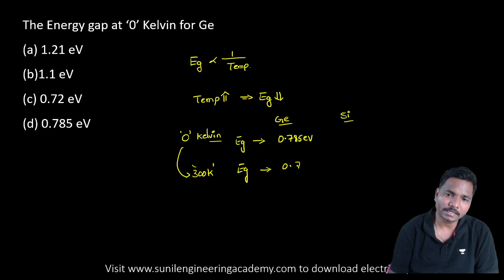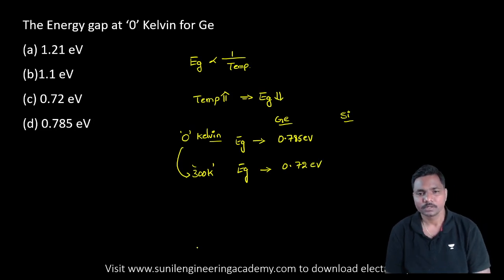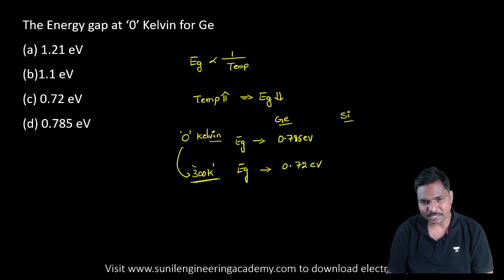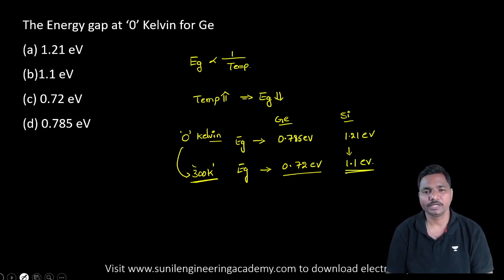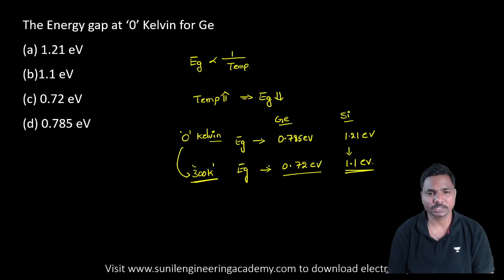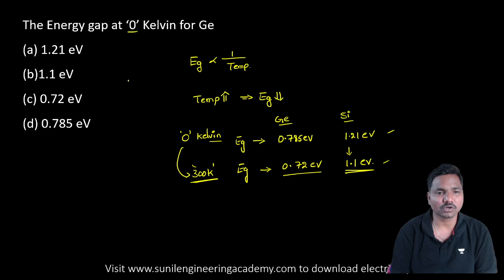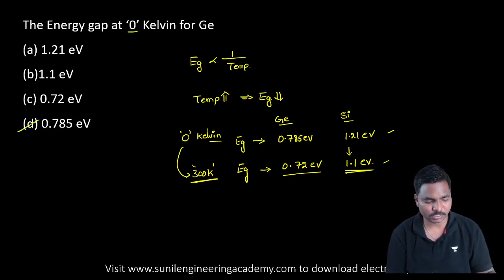So it is 0.72 electron volt. Clear? Generally we consider the room temperature value, so that's why the energy gap is considered as 0.72 electron volt. In the same way, silicon at 0 Kelvin is 1.21 electron volt. As temperature increases, the energy gap decreases, so 1.1 electron volt. Okay, clear, all of you? Many students have doubts about this, so note down these points for 0 Kelvin and 300 Kelvin. These are very important. Here they are asking 0 Kelvin, so the high value 0.785. So the answer is option D.